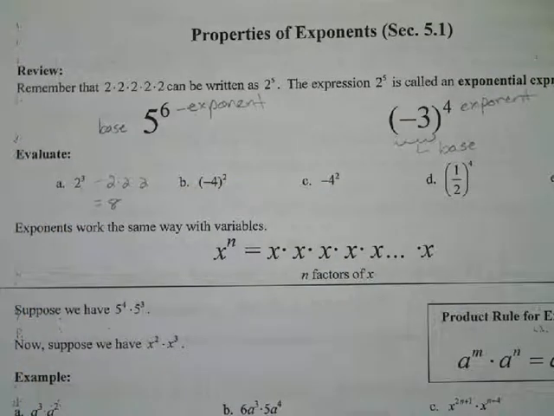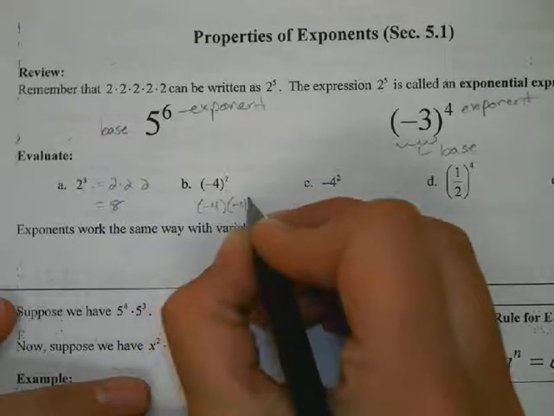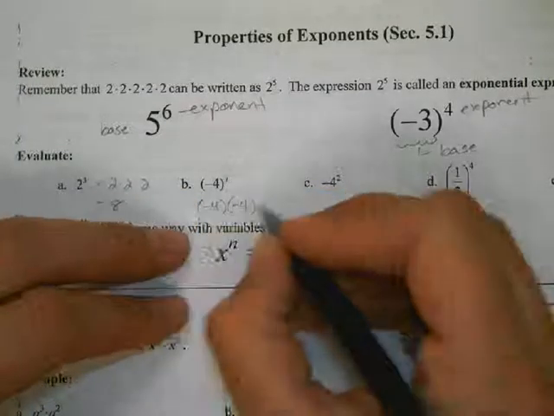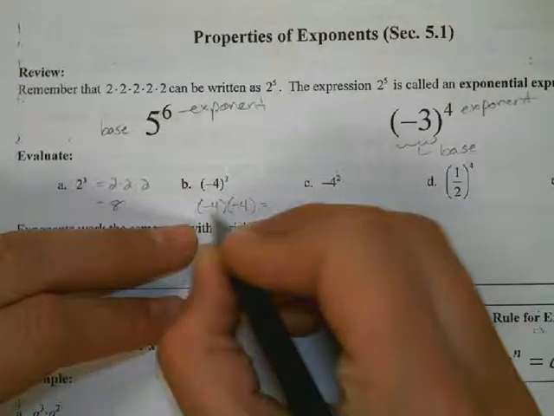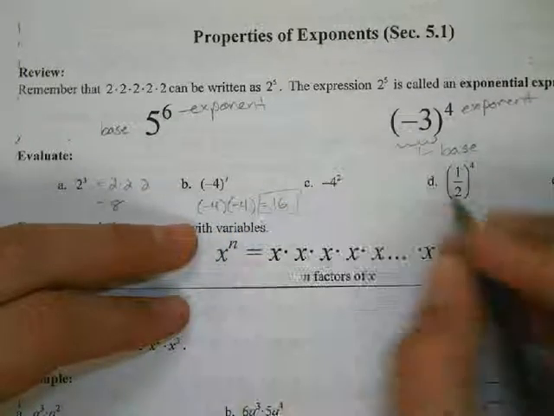Negative 4 squared, with the negative in parentheses, is negative 4 times negative 4. Since it is in parentheses, the negative goes with it when we square. So negative 4 times negative 4 is positive 16. That's different than this one.